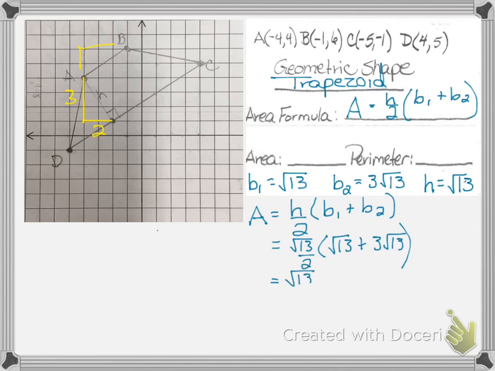So I'm going to take care of the parentheses. We have 1 square root of 13 plus 3 square root of 13, which is 4 square root of 13. Okay, if we were to multiply this, see the peanut right here? 4 divided by 2 is 2. So I've got 2 times square root of 13 times square root of 13. And remember what I told you about the square roots that are exactly the same? Square root of 13 times square root of 13 is only 13. So 2 times 13. So my area of this trapezoid is 26.